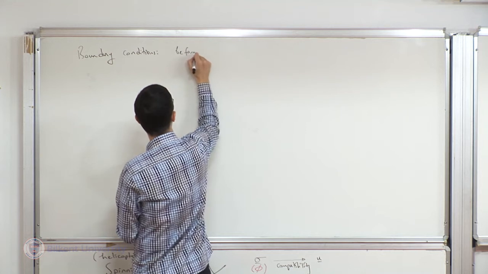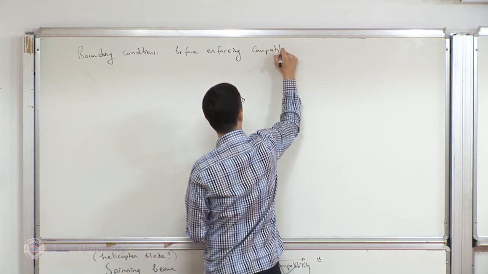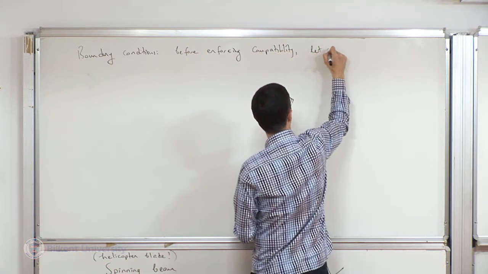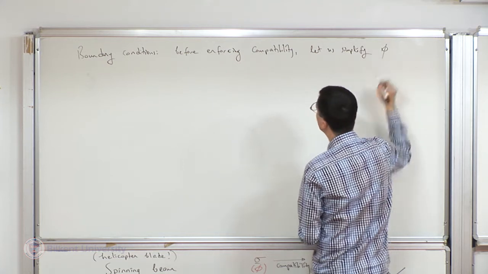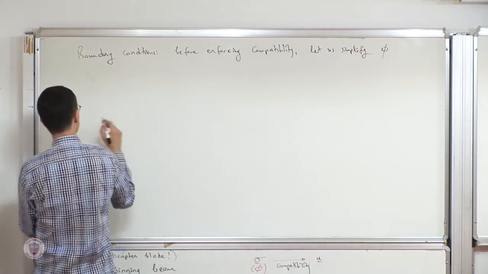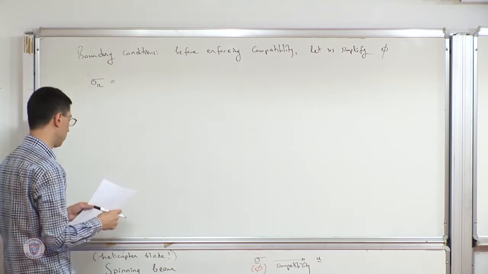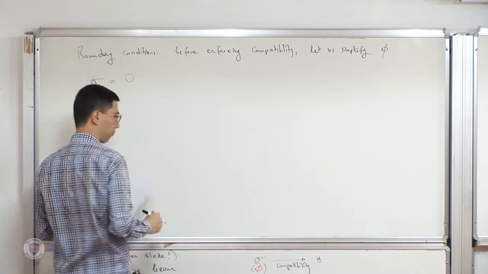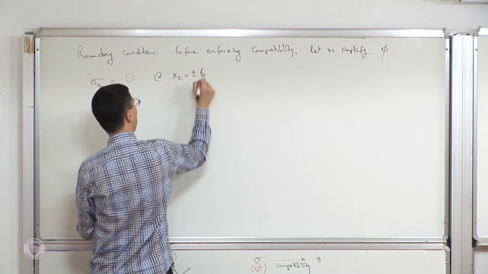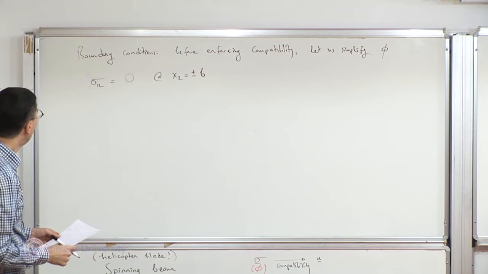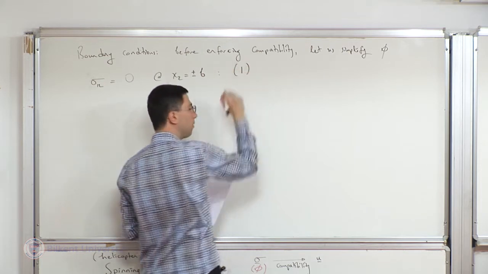So before, let's say, enforcing, let's simplify phi a little bit, okay? And then the first thing that I will go for is the simplest one. Functionally, sigma 1,2 is just a constant times x2 coordinates. So on the top surface, which is where x2 is equal to plus, or, well, also the bottom surface, minus b, sigma 1,2 is equal to 0. So that's my first boundary condition. Let's call this condition 1, okay?